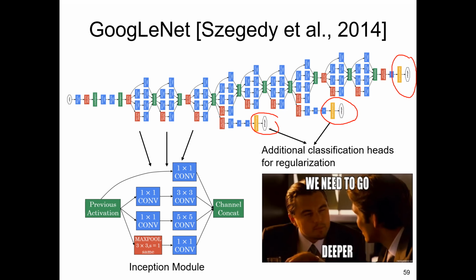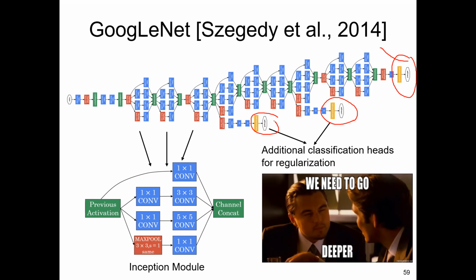So sometimes it's a good idea, sometimes it's not. If you have too much regularization, maybe it affects your final classification accuracy, because you only care about this last classification head. That's the only thing that matters. These two are just for regularization and for helping the training process. The output from these two classification heads are not useful in the end.